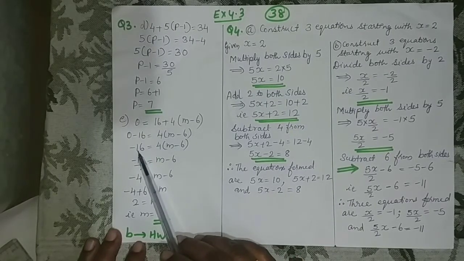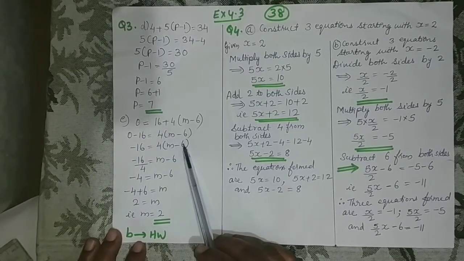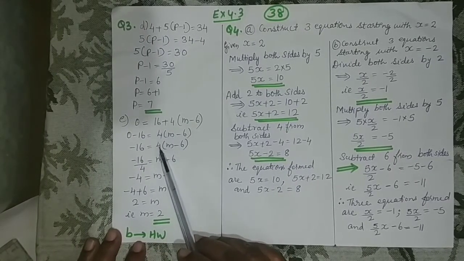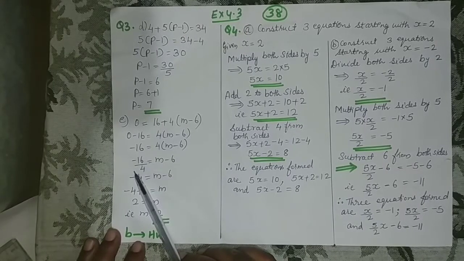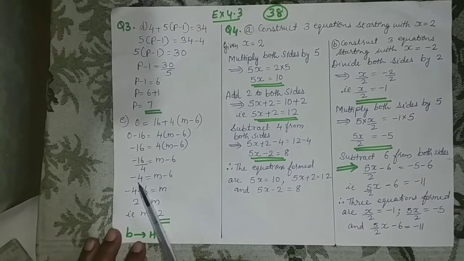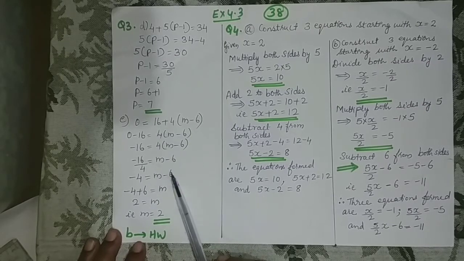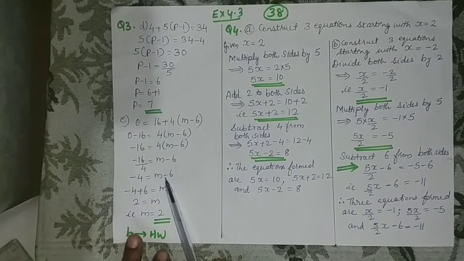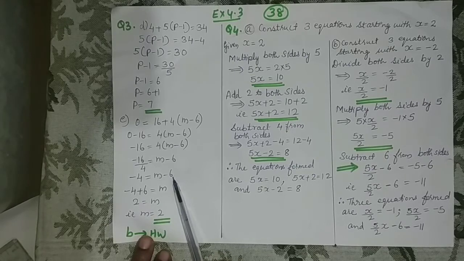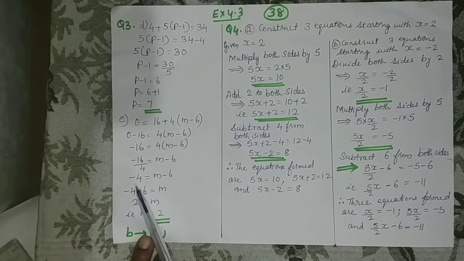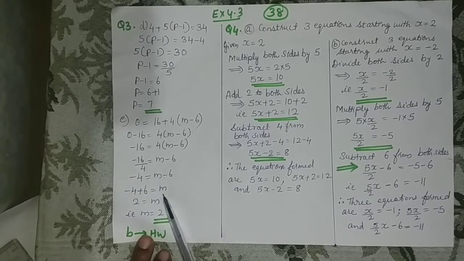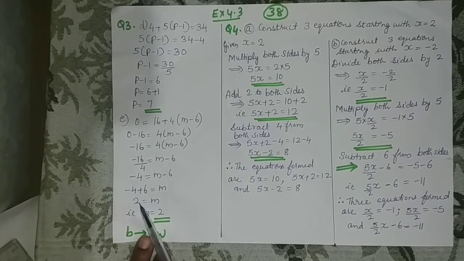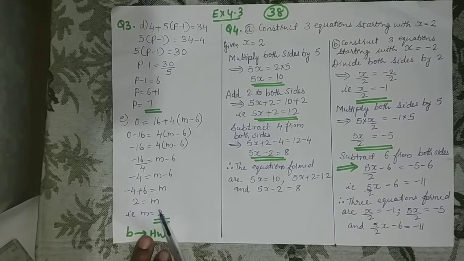So we can write minus 16 divided by 4 is M minus 6. We have taken this 4 also from RHS to LHS. In RHS it is multiplied, so when we bring it from RHS to LHS, it is dividing in LHS. Minus 16 by 4 is what? Minus 4. So minus 4 is M minus 6. Now this minus 6 we are taking from RHS to LHS, so it will become plus 6 in LHS. So minus 4 plus 6 in LHS and M alone in RHS. Minus 4 plus 6 is 2. 2 is the value of M. That means M is equal to 2.